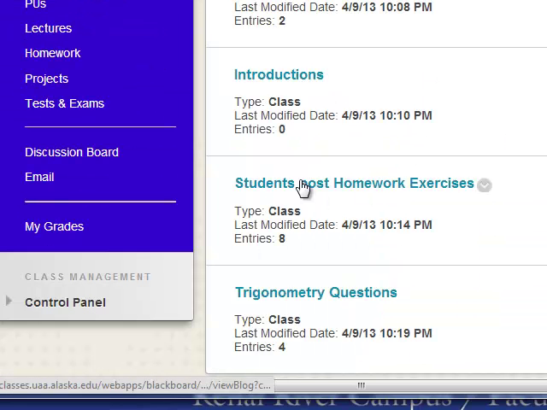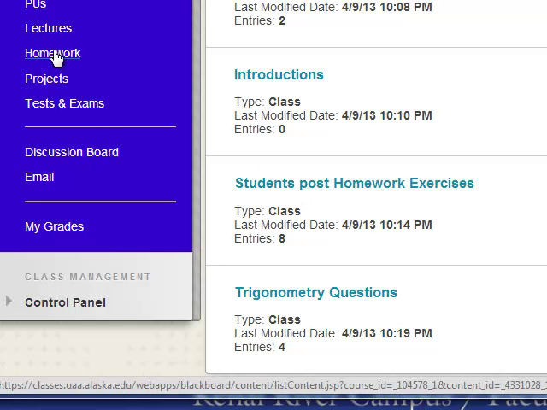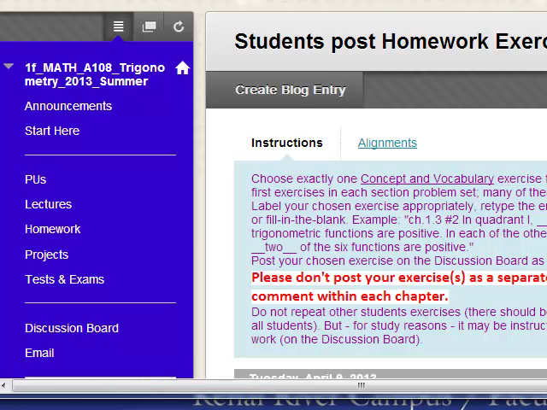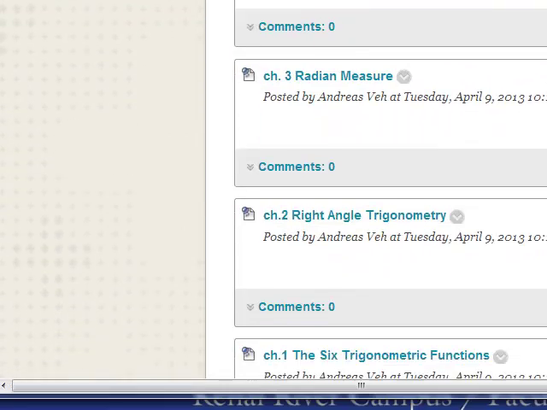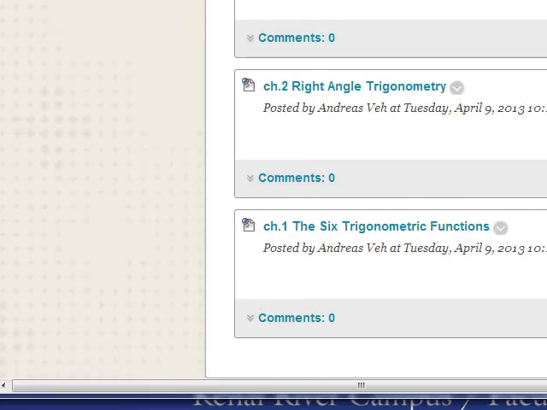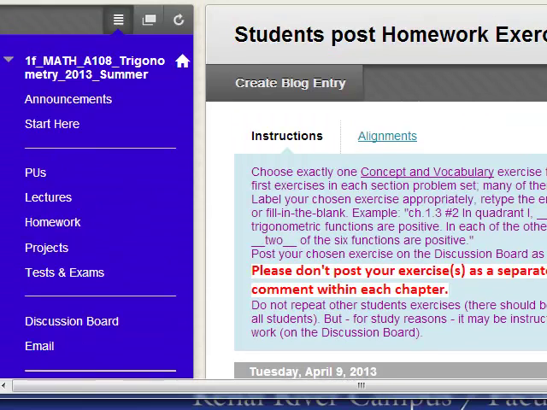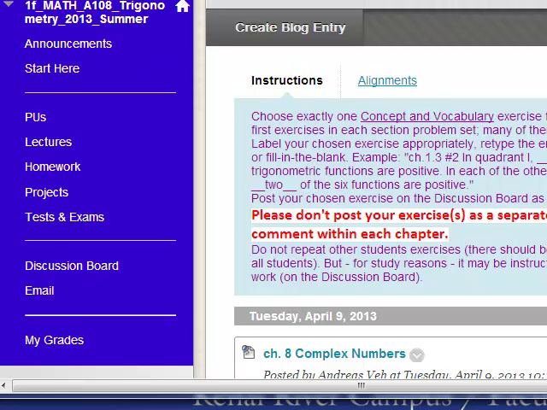On students post homework exercises, that's actually on the homework. Part of that is that you go through an exercise in the book and you post your solution to it right here as a comment. You'll see how that works out through the semester. And that's pretty much how the class looks.